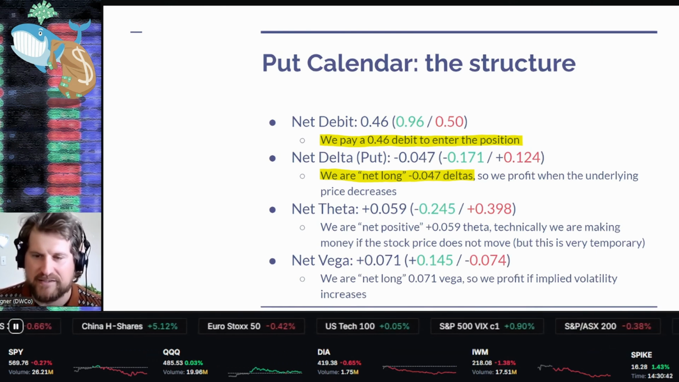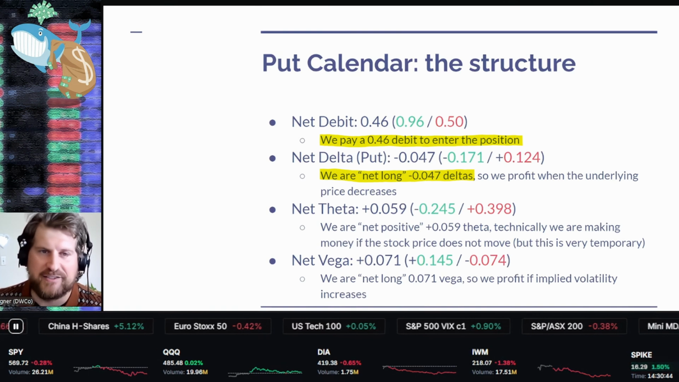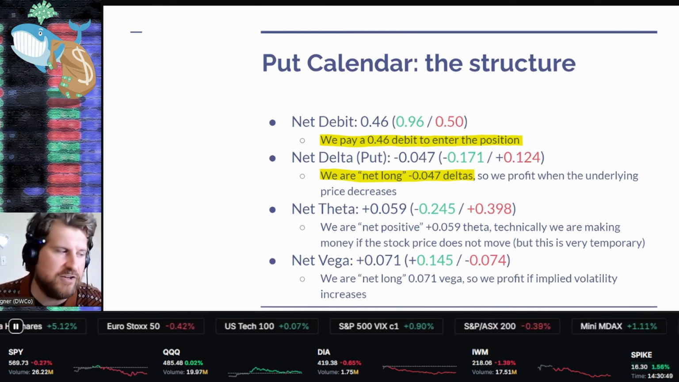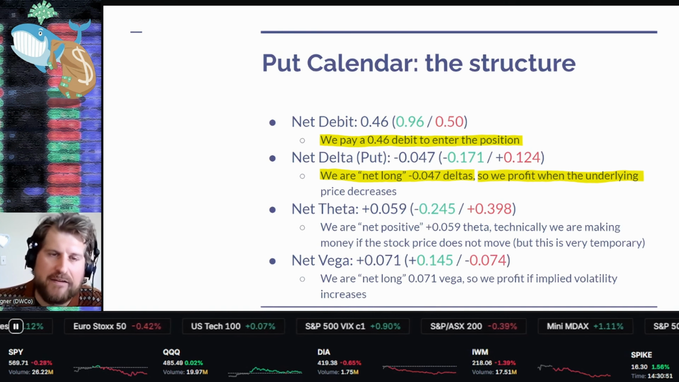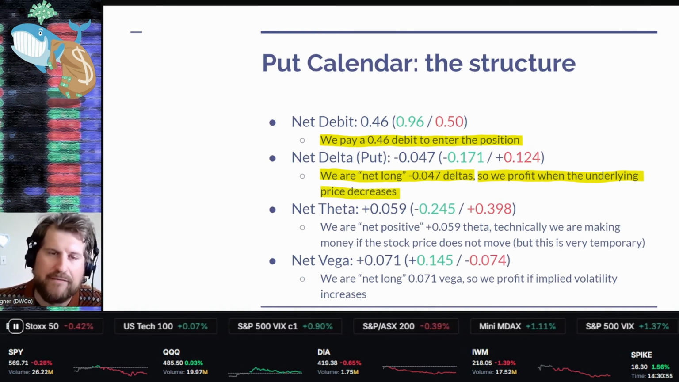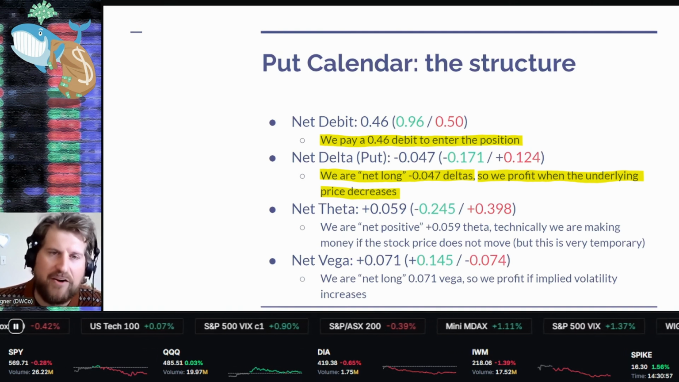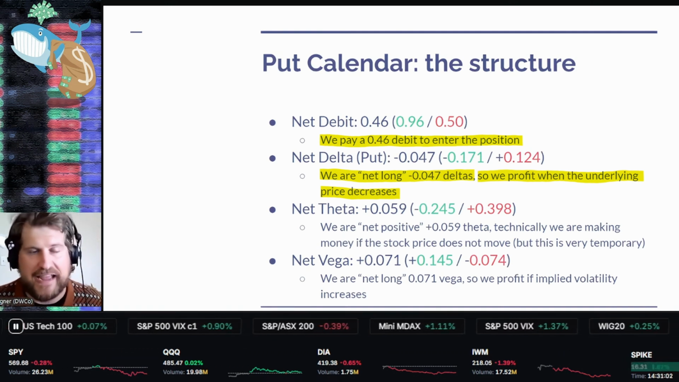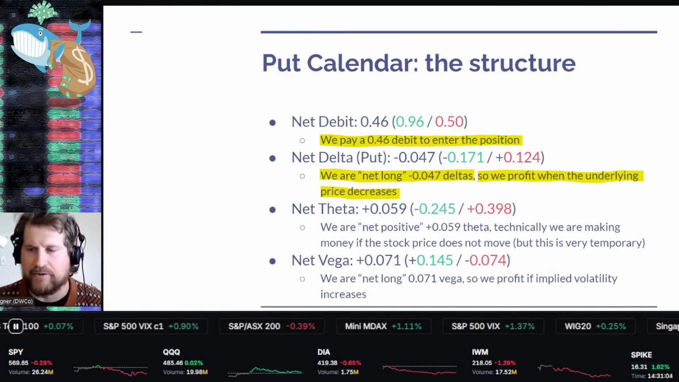0.124 deltas. So we are net long minus 0.047 deltas. And that means that this structure, which is of course going to change over time, is going to profit if QQQ price goes down. We're net long delta, and our delta happens to be negative because this is a put calendar spread.